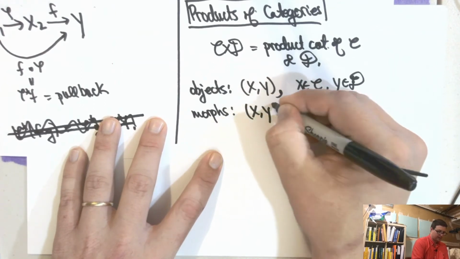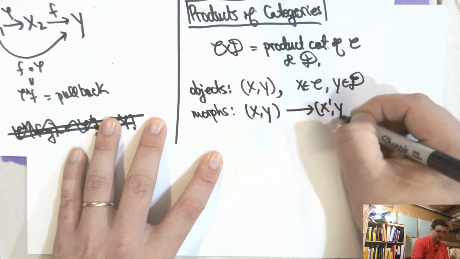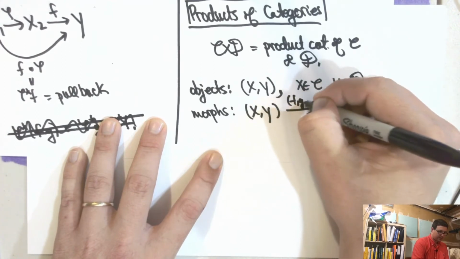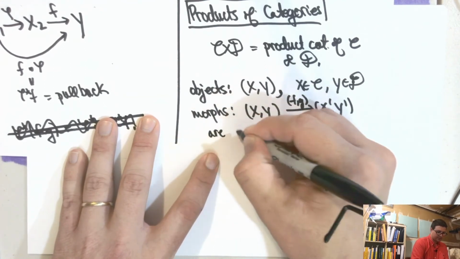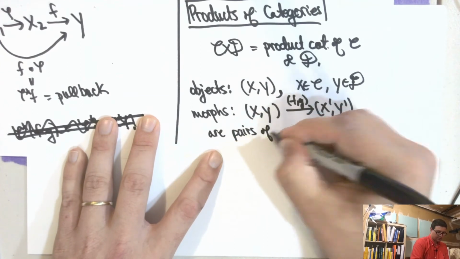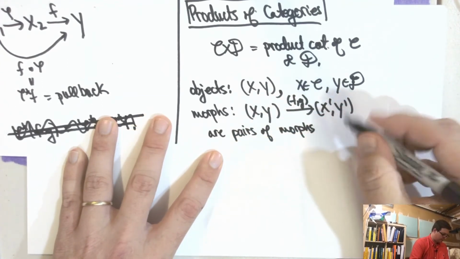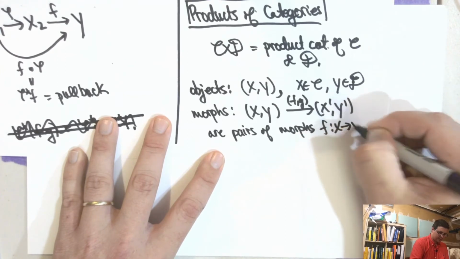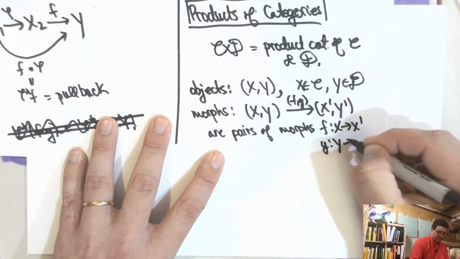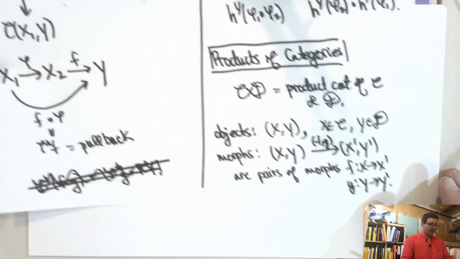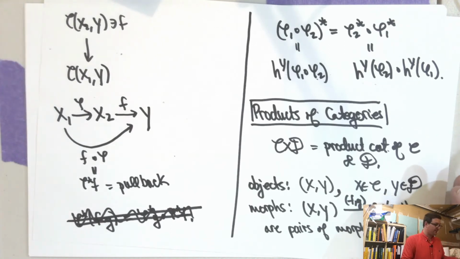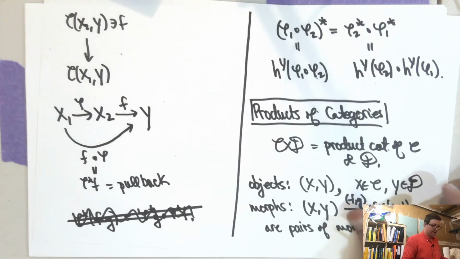So a morphism from xy to x prime y prime is a pair of morphisms f and g. So these are pairs of morphisms, with f from x to x prime and g from y to y prime, and they compose as you would expect in the usual way. So now I've defined contravariant functors and products of categories. I need one more thing, and that's natural transformations.